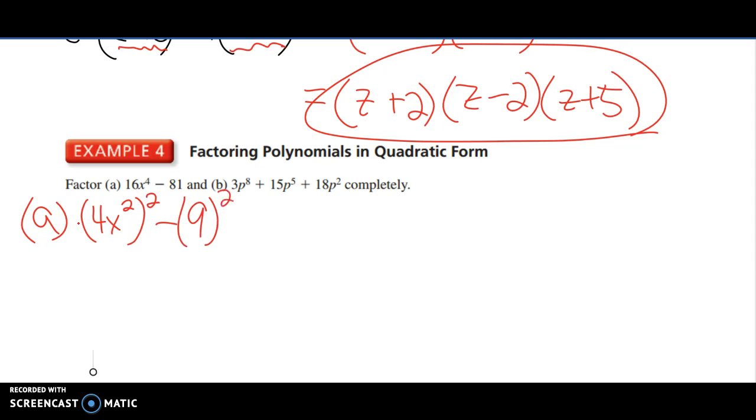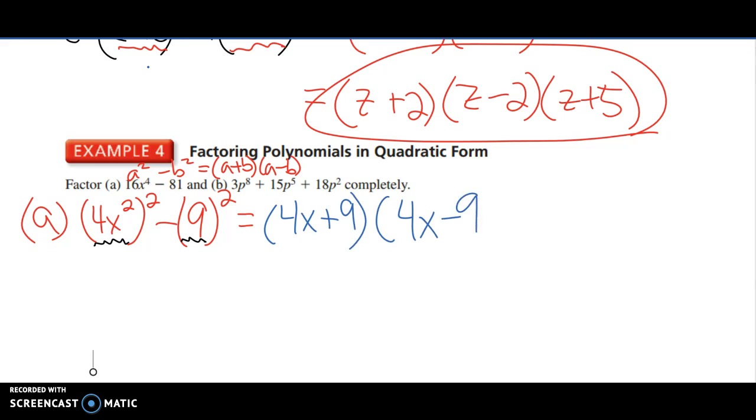And then the square root of 81 is 9. So if I rewrite it this way, then I'm able to factor just like a squared minus b squared equals a plus b times a minus b. So once we find a and b, which in this case my a is 4x squared, my b is 9, we can factor this to get 4x squared plus 9 and 4x squared minus 9. I forgot the squareds here, so I want to say 4x squared for both of these.